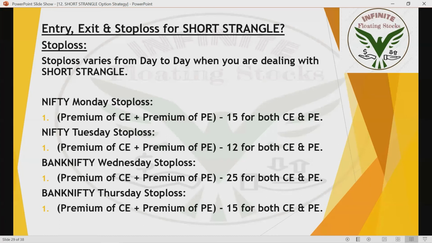You just need to add the premiums of both the call side and the put side and set that value as the stop loss for both the call side and the put side. That's it. So for Monday, you need to subtract 15. For Tuesday, you need to subtract 12. For Wednesday, you need to subtract 25. And for Thursday, you need to subtract 15 from that addition of call premium and put premium. And you need to put that value as the stop loss for both the call side and the put side.